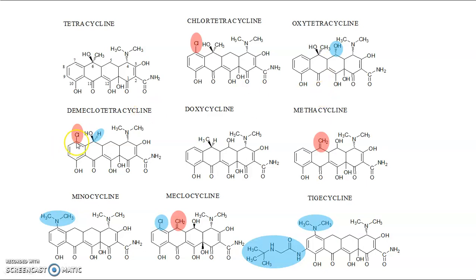In the case of demeclocycline, we have a chlorine atom at the 7th position along with a hydrogen atom at the 6th position. In minocycline, there is a dimethyl amino group at the 7th position.